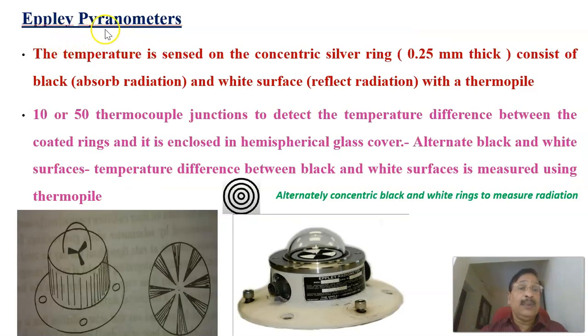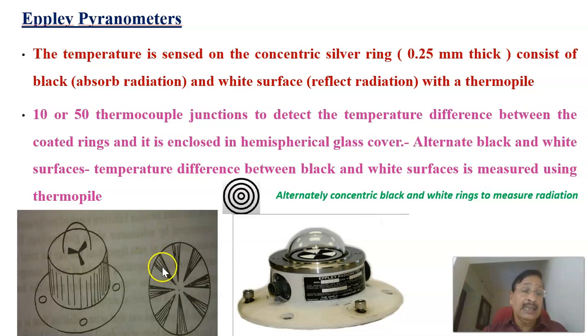Coming to the Eppley pyranometer, the temperature is sensed on a concentric silver ring, 0.25 millimeter thick, consisting of black surface, that absorbs radiation, and white surface, that reflects radiation, with the thermopile. Here, in the structure, we can see that it is divided into different sectors. This is black, this is a white region, this is a black region. And this type of ring is kept below this one.